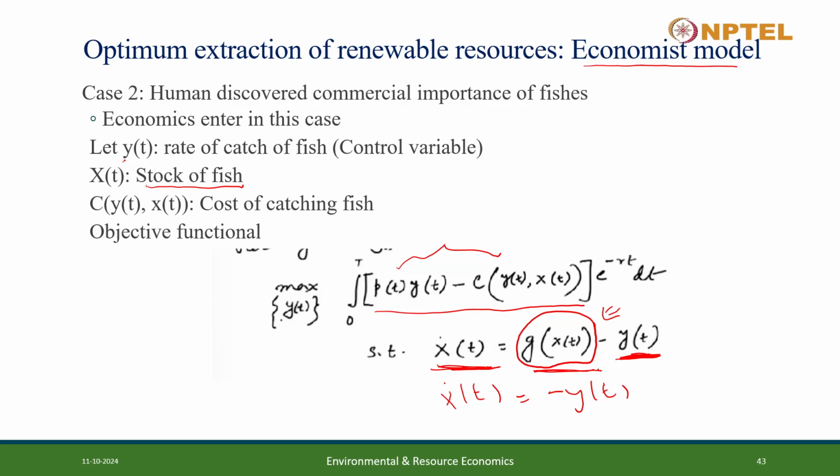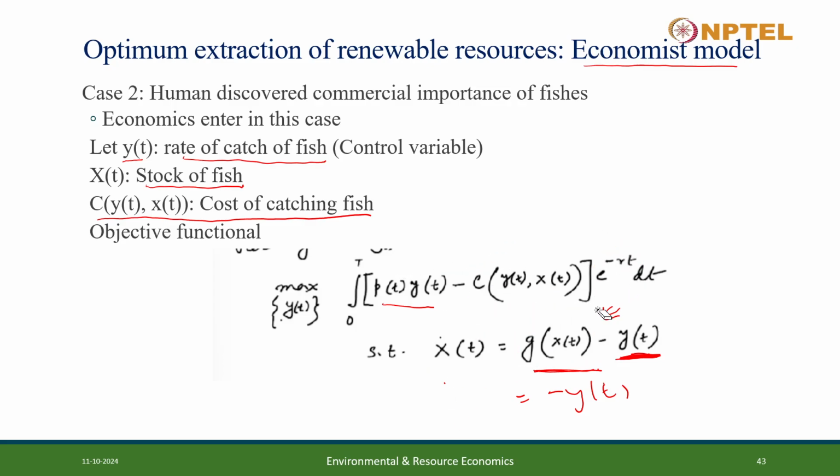Now, let yt be the rate of catching of fish, xt is the stock of fish, and the cost of catching the fish is represented by the c function. My objective is to maximize the benefit. The benefit will be revenue minus cost. Then e to the power minus rt is multiplied to find the present value of the whole benefit.